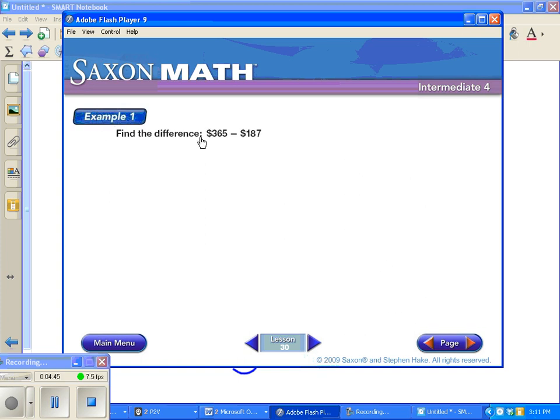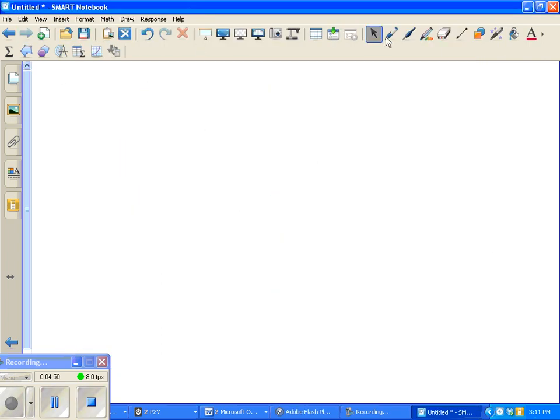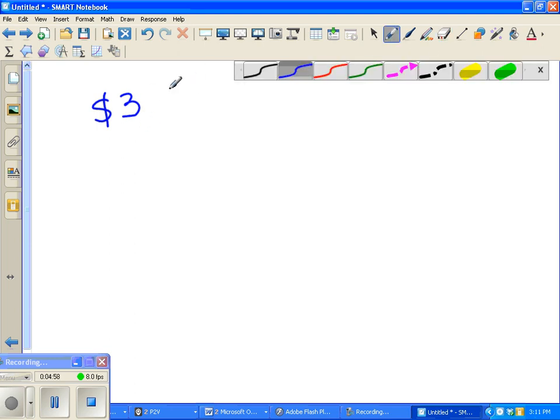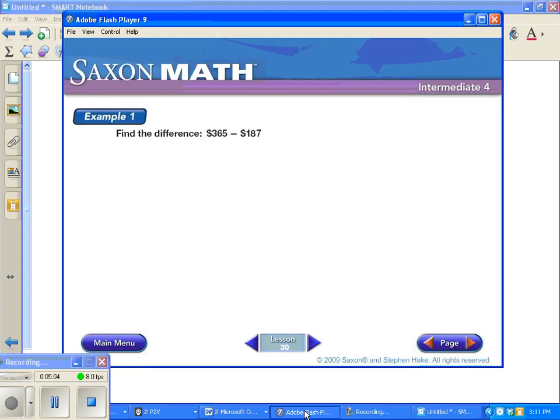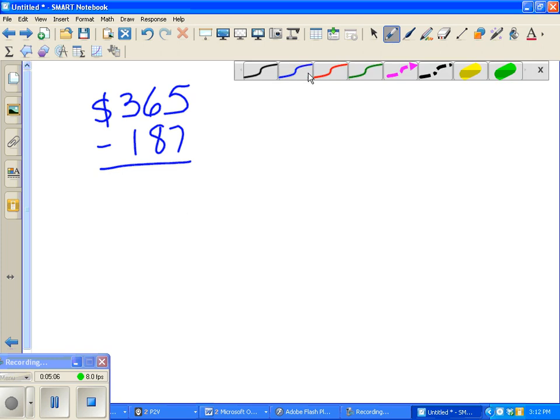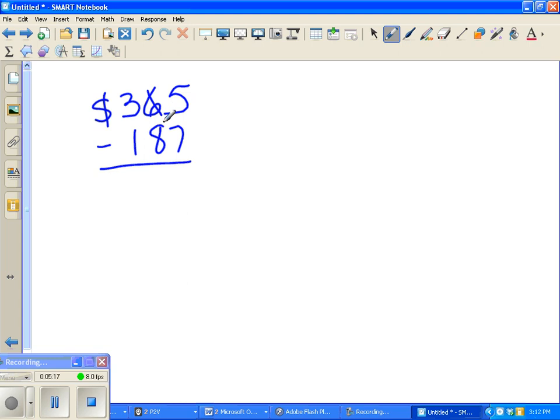Let's look at example 1. Find the difference. $365 minus $187. Whoops. 365. Gonna double check myself. Yes. Okay, we have everything lined up. We have ones lined up, tens, and hundreds. So we start 5, take away 7. We have a problem. We have to go to the neighbor. The neighbor says, sure, I'll become a 5. And I'll give you a set of 10. So now that you have 15 ones.